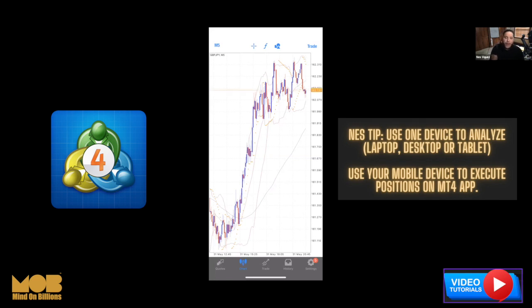So it's helpful when you have two devices. Only use MetaTrader to execute your positions, and that is just my 2 cents on that.